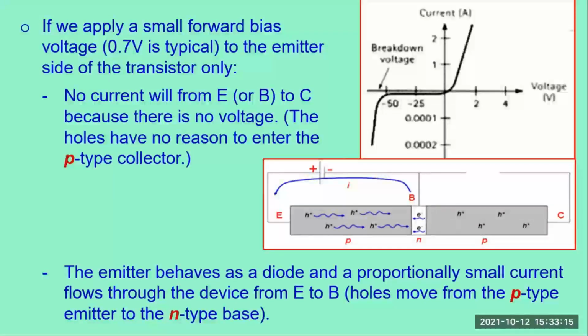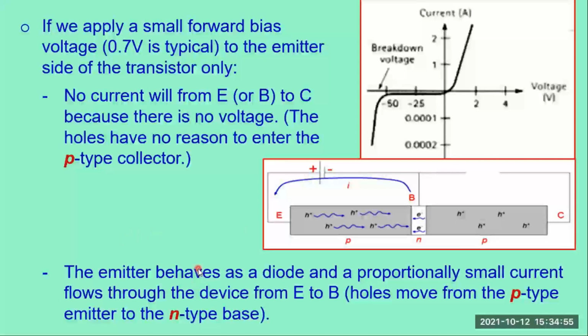If we apply a relatively small voltage to the emitter side of the transistor only, so we already have voltage across the emitter side, and therefore we will have that local flow. However, there will be no flow from E to C or even from B to C. So there will be no flow across the base due to the fact that there is no voltage across the collector circuit there.